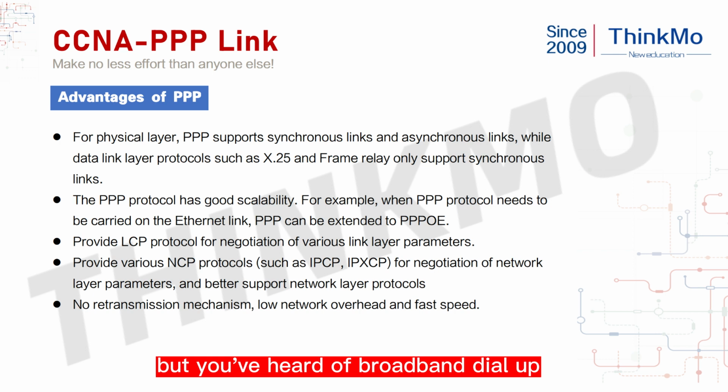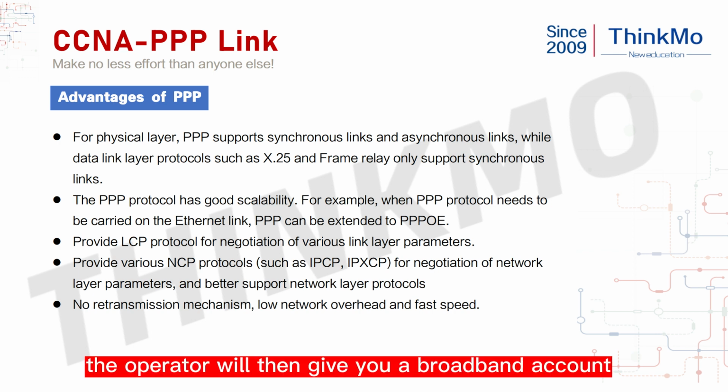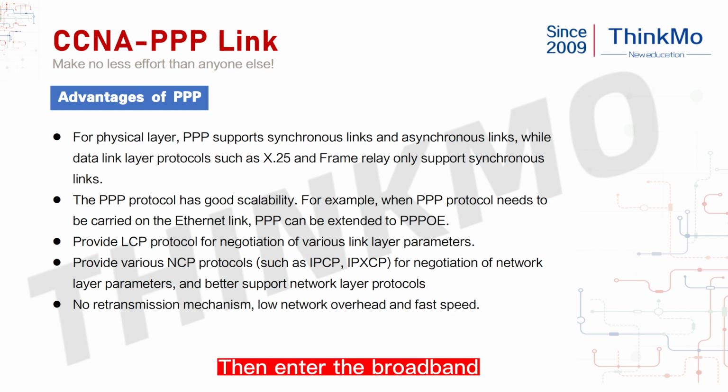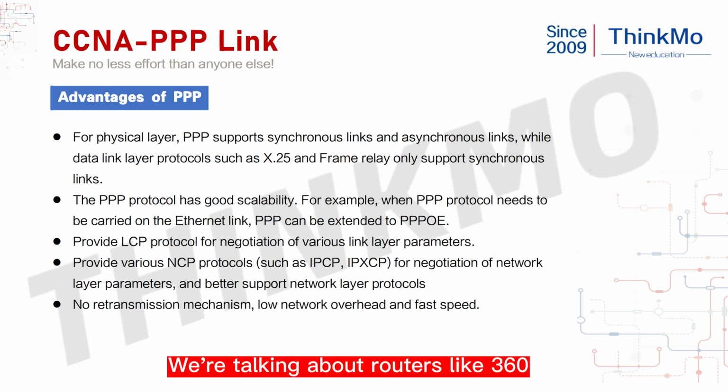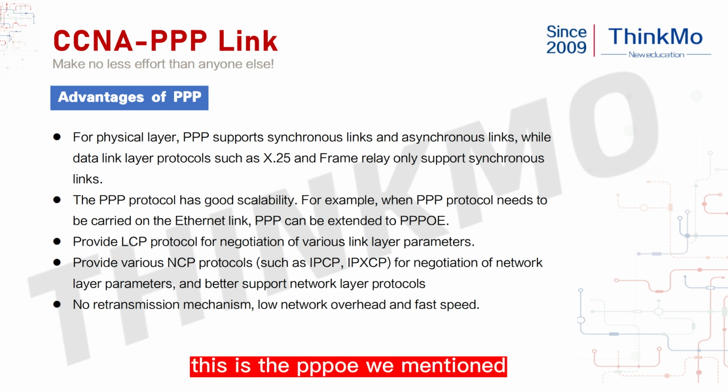PPPoE, maybe you don't often hear it, but you've heard of broadband dial-up. The operator gives you a broadband account and a broadband password. Then you enter the broadband account number and password into the TP-Link, a router like the 360, to achieve the dial, and then you can go online. This is the PPPoE we mentioned. So why use it with Ethernet?